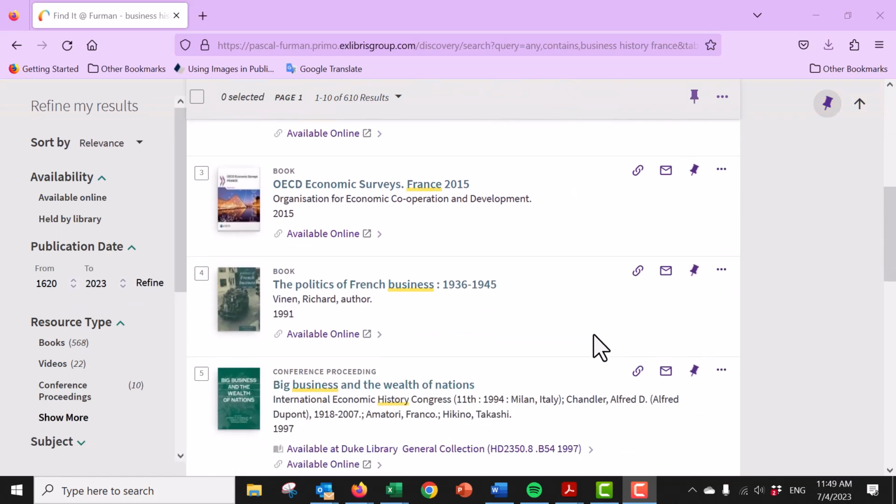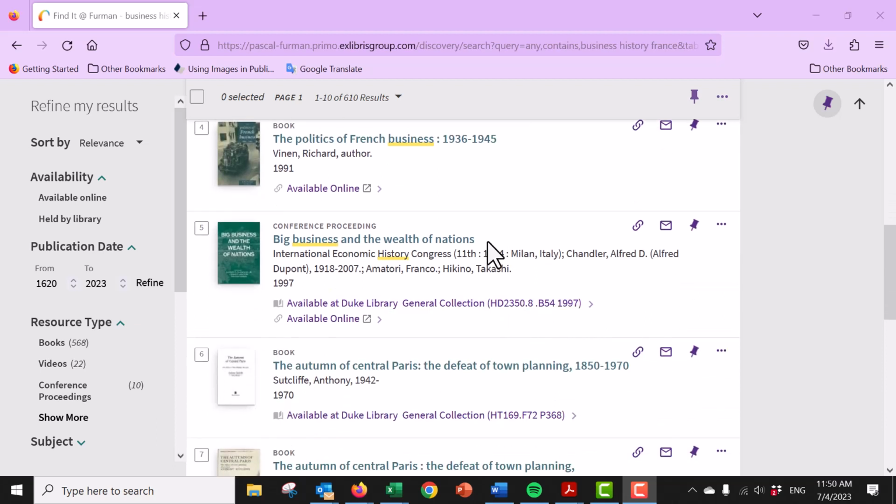Keep scrolling down, we find economic surveys from 2015. We find something about the politics of French business, but this is only for the period right before and during World War II. We find more about big business and the wealth of nations. This is from a conference proceeding. This could be highly specific. This could be very widely spread. How on earth are we supposed to know what's actually useful here?